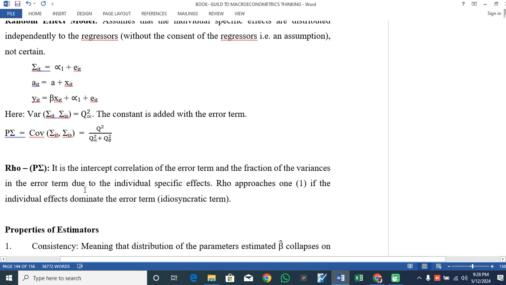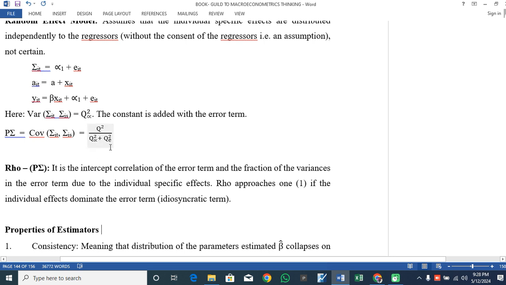Then we look at the rho. The rho in the fixed effects model or the random effects model, as expressed, can mean what we have expressed previously. It is an intercept correlation of the error term and the fraction of the variance in the error term due to the individual specific effects. And the rho approaches 1 if the individual effects dominate the error term. And that will actually be known as the idiosyncratic element.